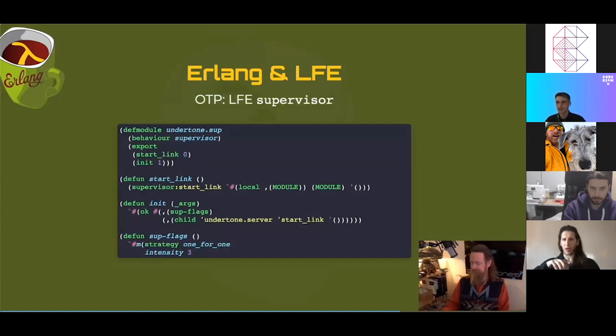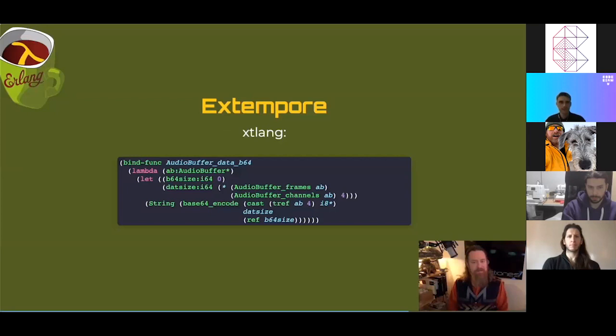Back to Undertone. When using the Extempore backend, there are another two languages to consider, both derivations of Scheme. This is Extempore's XTLang, which provides low-level access to all aspects of the Extempore system, essentially a thin Scheme layer over Extempore's low-level C code.